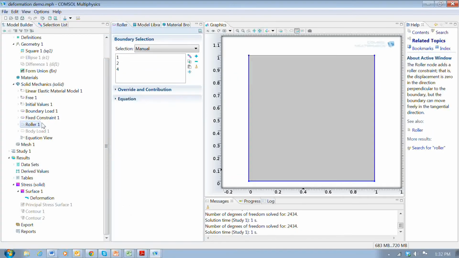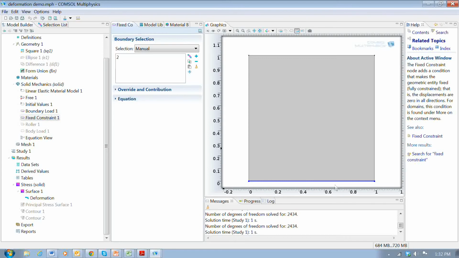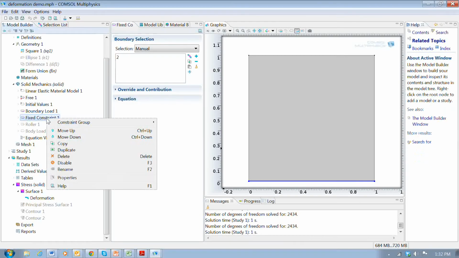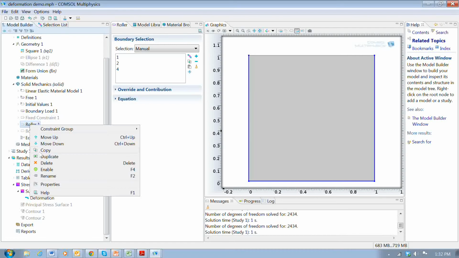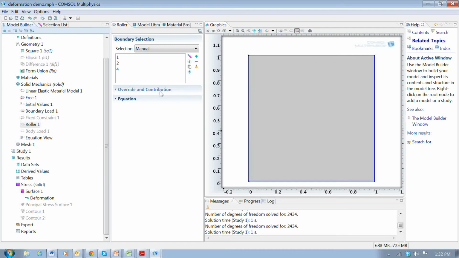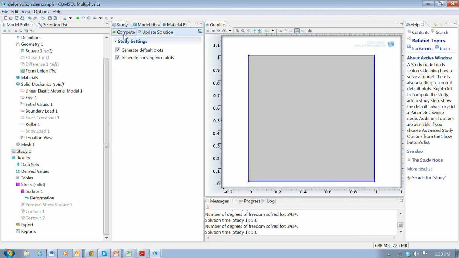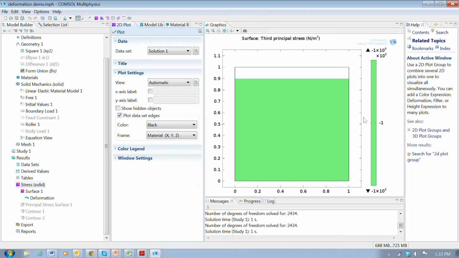And if we change the boundary condition, I've got this set up for rollers on all three sides. And so the lower boundary here is set up as a fixed constraint. So I'm going to just disable that and enable the rollers. And then if I run that, I get this uniform stress. Okay, so this is really going to be the way we want to go if we're interested in doing something in here and seeing how that affects the stresses. It's a good baseline.